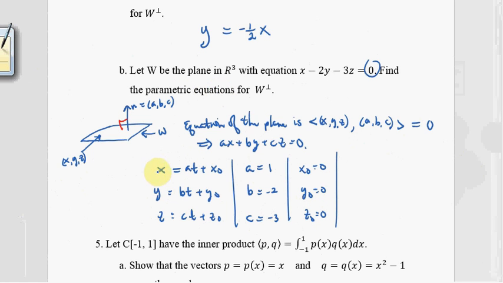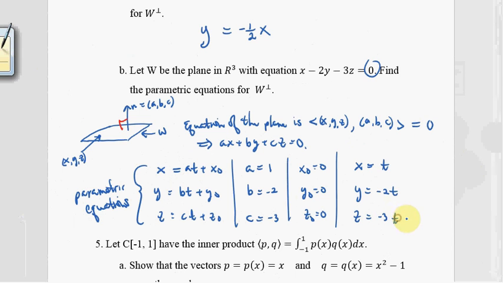This is the definition for parametric equations. So here, that means x is equal to At plus x naught. Well, this is going to be 1t plus 0, or just t. y is equal to Bt plus y naught. Well, B is negative 2 times t plus 0. And z is equal to negative 3t.